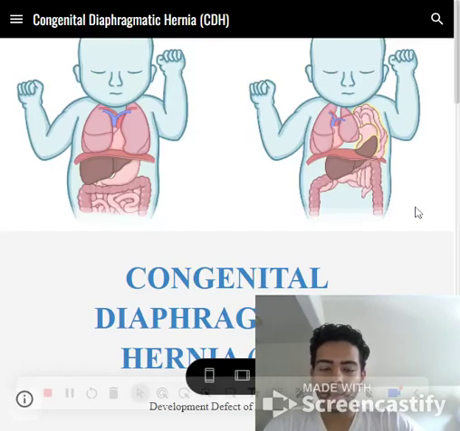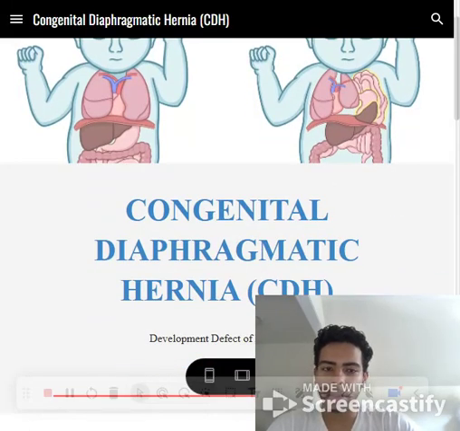Hello. So this is my walkthrough of my Google site page. So I wanted to start off on why I selected the topic. I selected this topic because one of my little cousins had this condition, and when I was younger, it was very hard to understand how organs can move in this way.